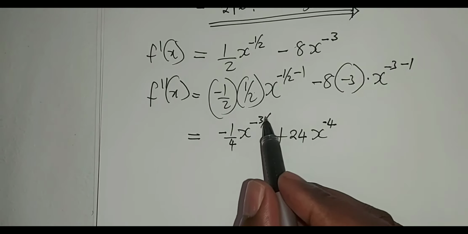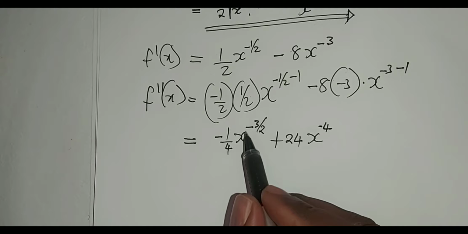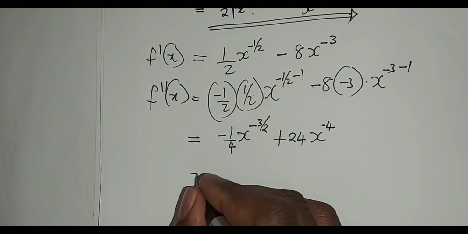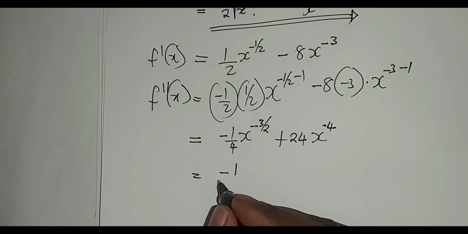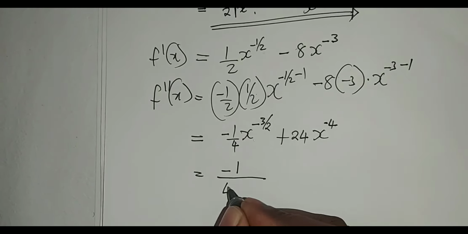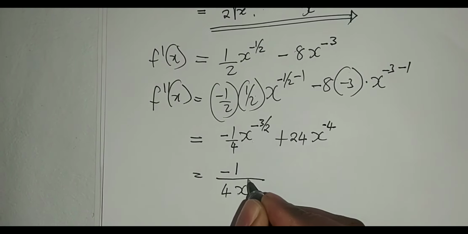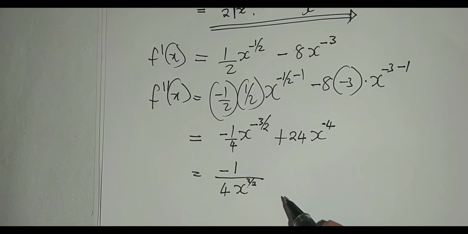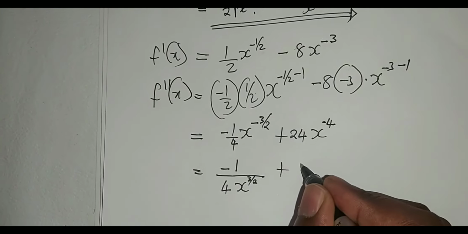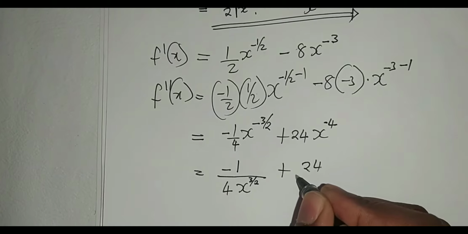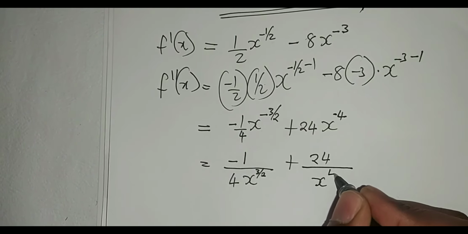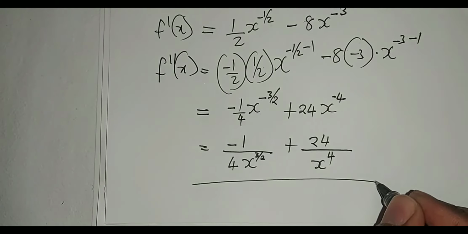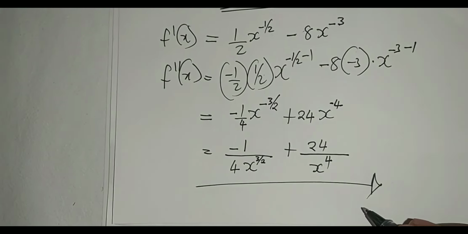Taking these exponents to the denominator, everything there, it will be minus 1, that's what will be left in the numerator, over 4x to the power 3 over 2, plus 24 over x to the power 4. That becomes our final answer.